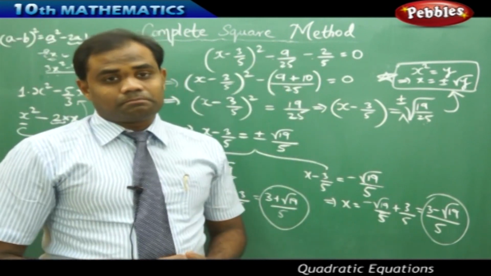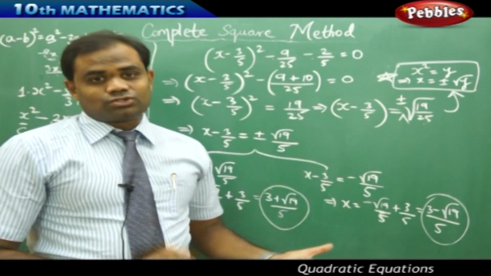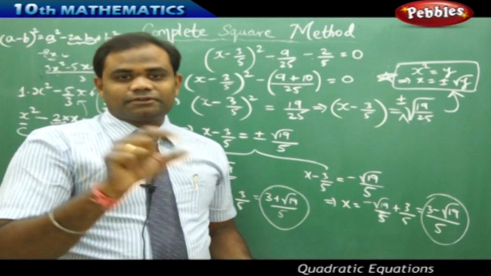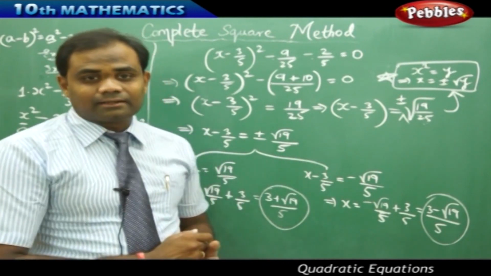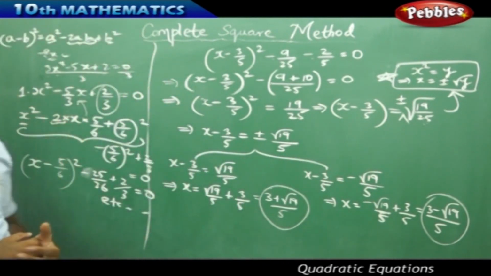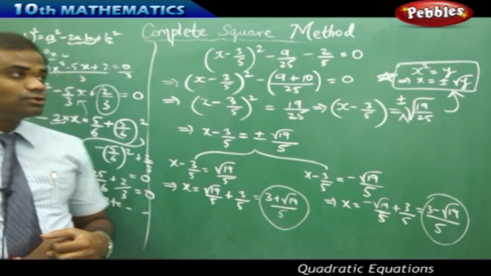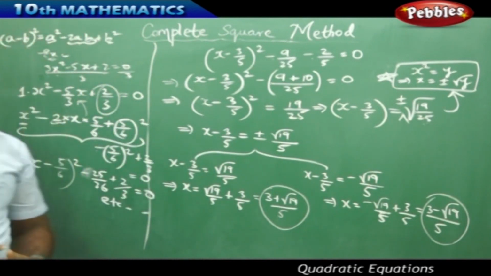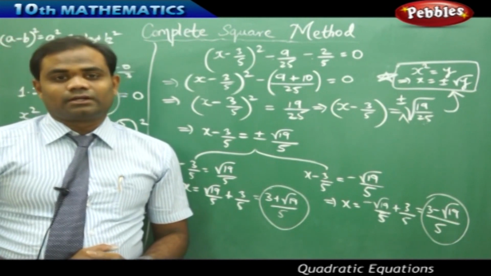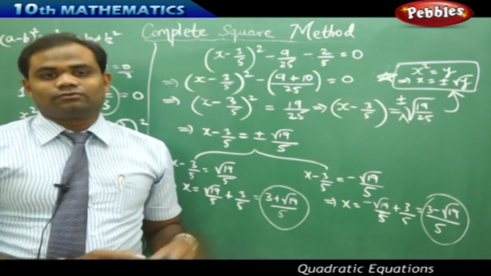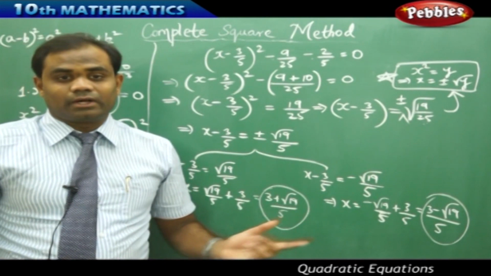But the most important part of this method is to identify the coefficient of x squared and then reduce this to a complete square form, either by using the formula a minus b whole squared or a plus b whole squared. This is a very important note for this method, the complete square method.